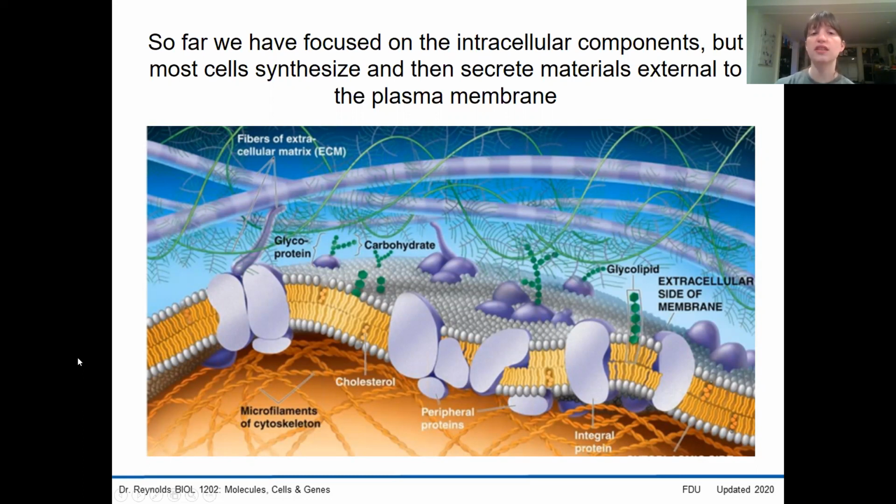But most cells synthesize and secrete materials outside of the plasma membrane. Right now is a fantastic opportunity to remind you that those components outside of the membrane were once inside of a vesicle. So material that's secreted outside of the cell is actually going to be produced in the lumen of the ER. And what you're going to see is that there's going to be a number of different glycoproteins that are synthesized by the rough ER, as well as glycolipids, which are lipids that contain sugar groups attached to them. All of these are extracellular, meaning outside of the cell.